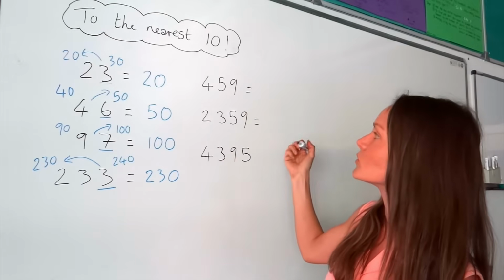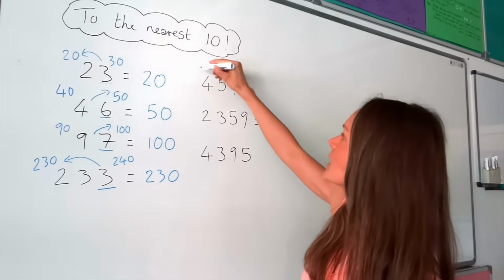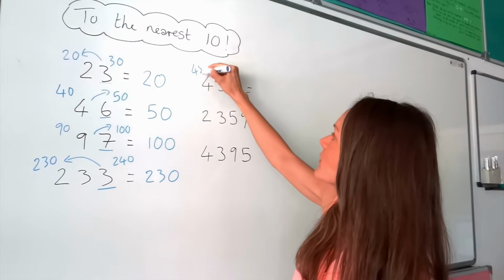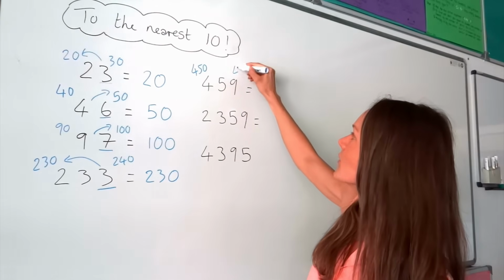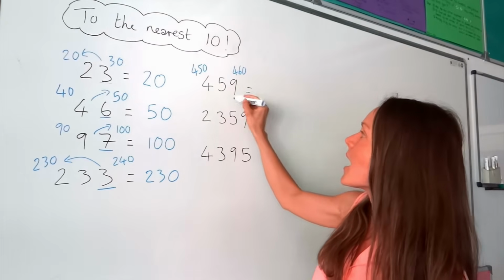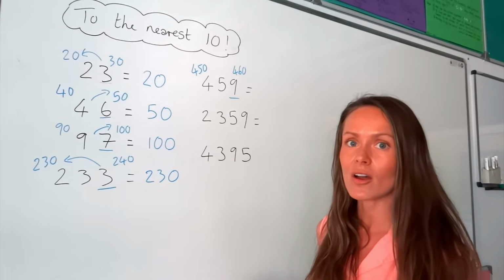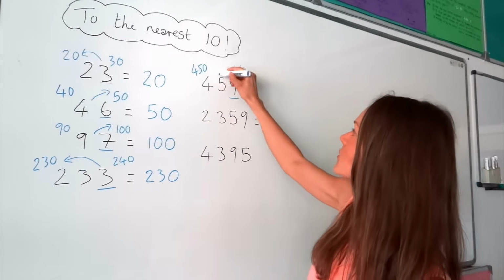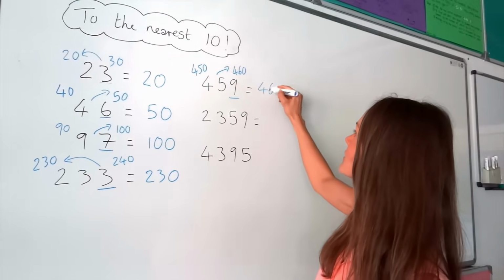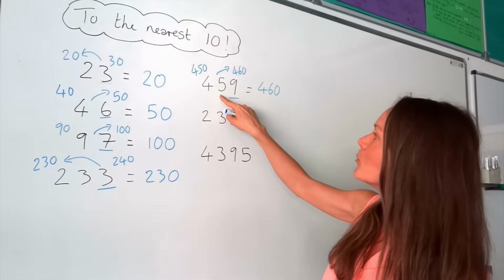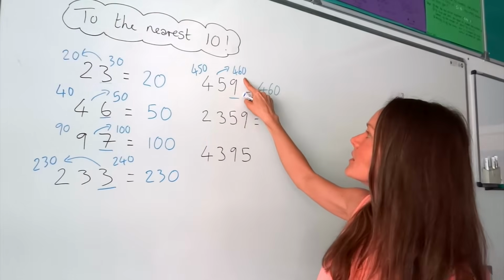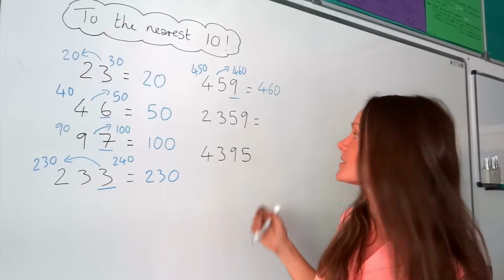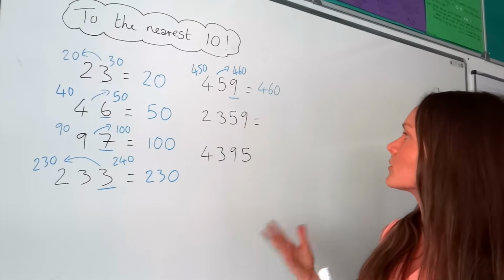So again, I'm going to write down the two numbers in the 10 times table. The one that's smaller than this number is 450 and the one that's bigger is 460. And because the last digit ends in a 9, we have to round up. So the answer is 460. And you can see that that number is much closer to 460 than it is to 450. So that makes sense.